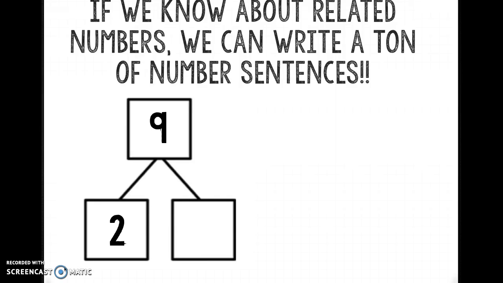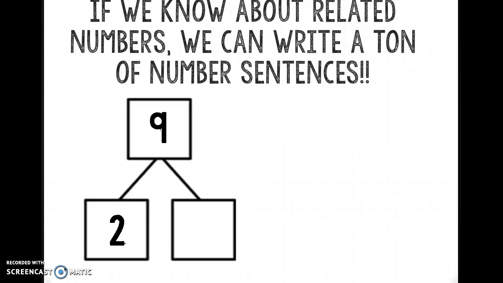If I know 9 is the whole amount, and 2 is one of the parts, I want you to go ahead on your dry erase board right now. I want you to press pause, and I want you to go ahead and figure out what the other part is, writing a number sentence. Okay? Go ahead, press pause, and then press play again once you know the answer.